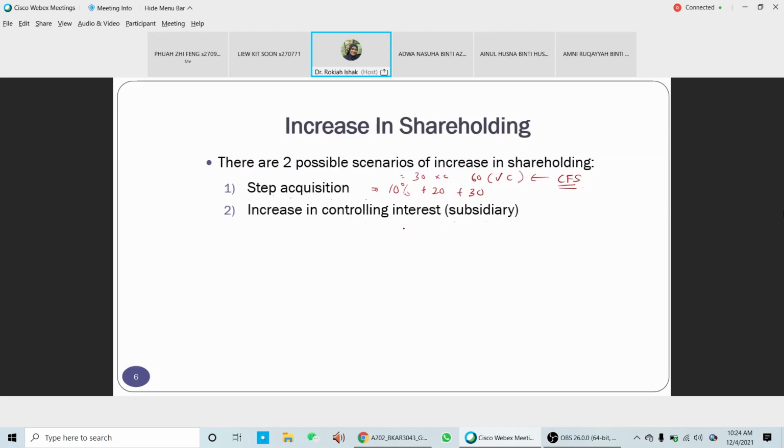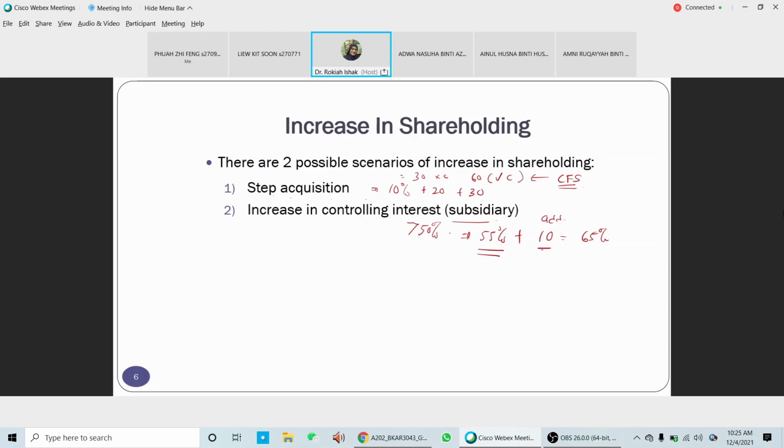The other one here is an increase in a controlling interest. Increase in a controlling interest means that you already have more than 50% of the shares. You already control that subsidiary. Let's say you have 55%, and then after that, you add another 10%. So now it becomes 65%. You already have control, but you add some additional shares.